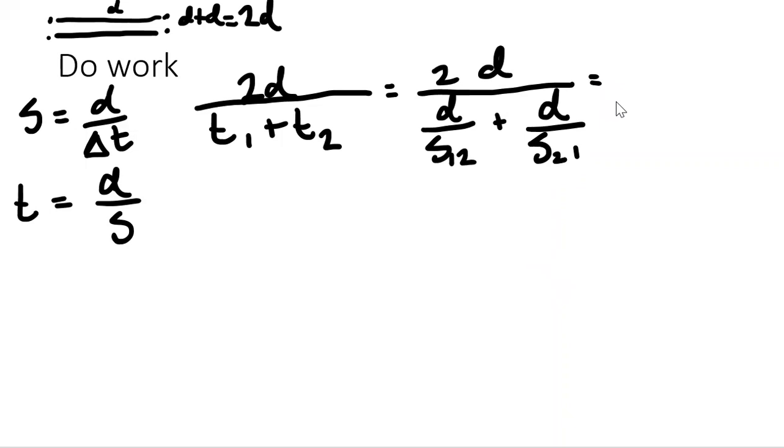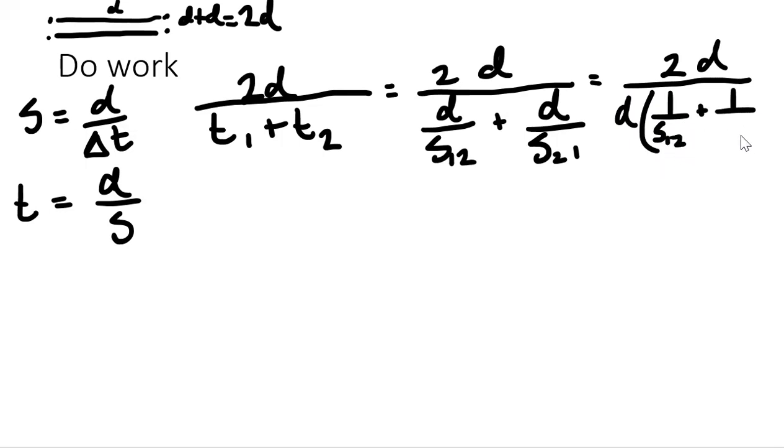From here, if we're going to try to solve for a numerical value, we need to try to get rid of this d, and we can actually do that by factoring it out. It should cancel. So if we factor that quantity out, what we'll have is 2d over d times 1 over path 1 speed, s sub 1,2, plus 1 over path 2 speed, which is s sub 2,1. And sure enough, this quantity d is gone.